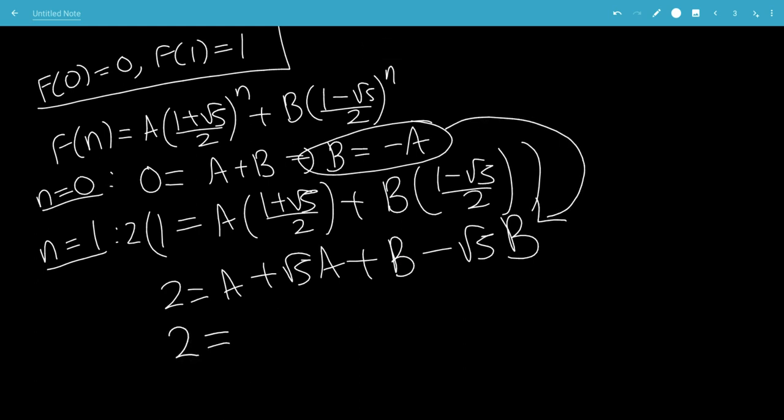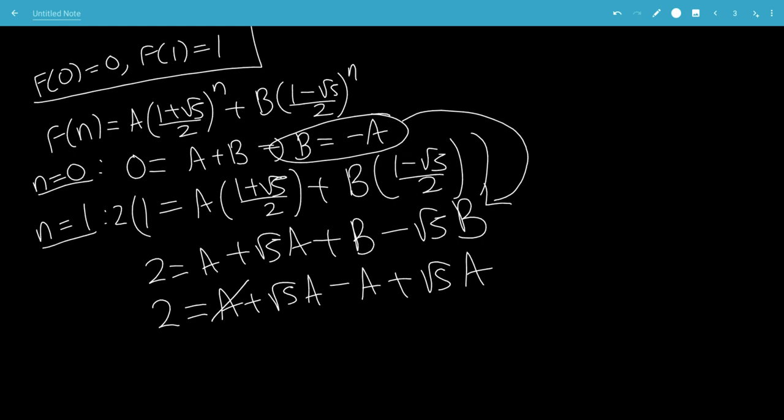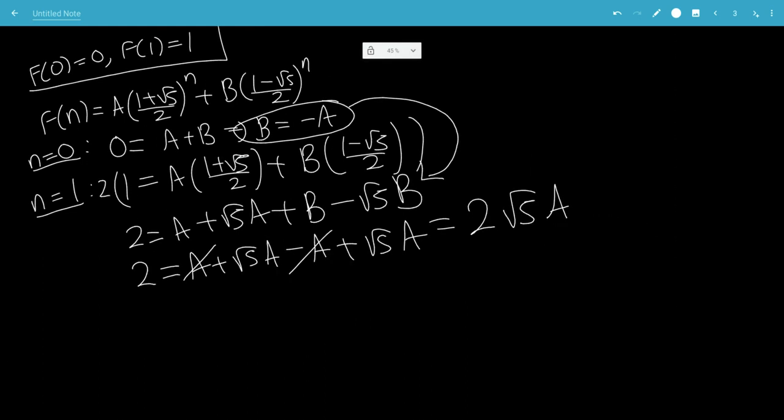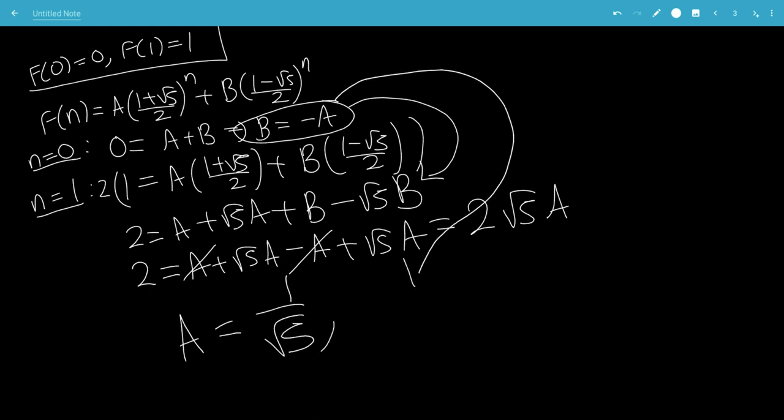Now we're going to use that b is minus a. So we have 2 equals a plus square root of 5 times a minus a plus square root of 5 times a. A and minus a will cancel. Square root of 5 times a plus square root of 5 times a is 2 square root of 5 times a. Now we're going to divide by 2. So now we have a is 1 over square root of 5. And from this equation, b is minus a. So b is minus 1 over square root of 5.